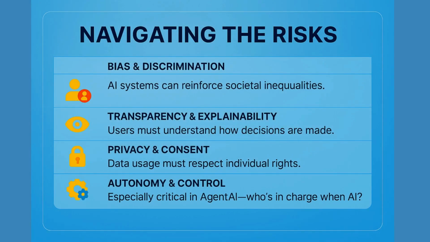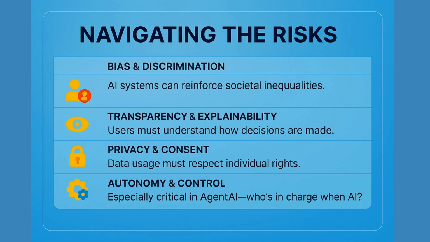As AI systems become increasingly embedded in decision making processes, understanding and addressing their ethical implications is critical. This slide highlights four core risks that must be actively managed to ensure responsible AI deployment. Bias and discrimination remain pressing concerns, as AI can unintentionally reinforce societal inequalities if trained on skewed data. Transparency and explainability are essential for building trust. Users must be able to understand how and why decisions are made.